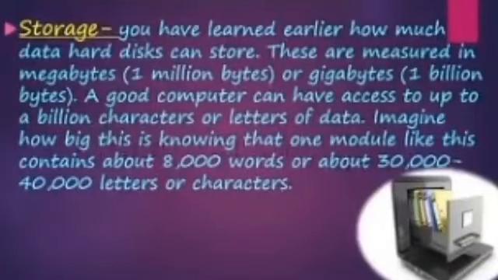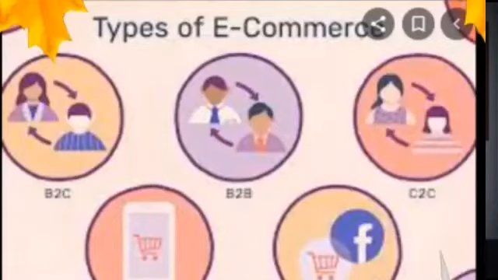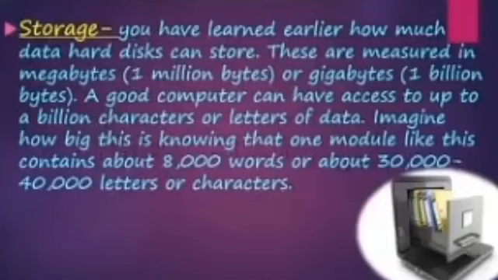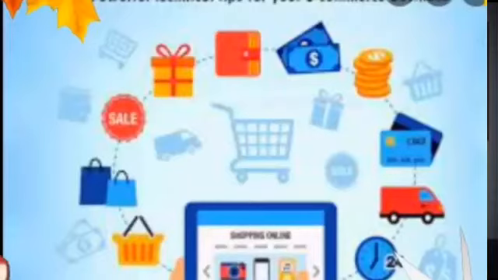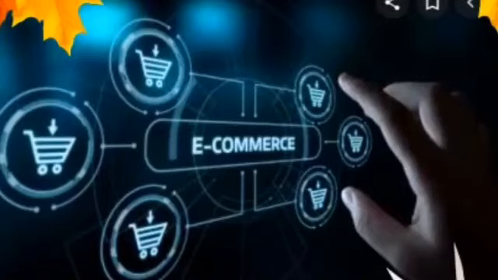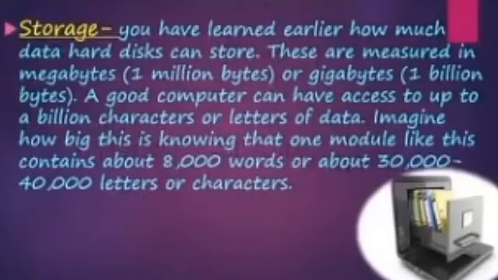Storage capable. You have learned earlier how much data a hard disk can store. These are measured in megabytes or 1 million bytes, or gigabytes, 1 billion bytes. A good computer can have access to up to 1 billion characters or letters of data. Imagine how big this is, knowing that one module like this contains about 8,000 words or about 30 to 40,000 letters or characters.